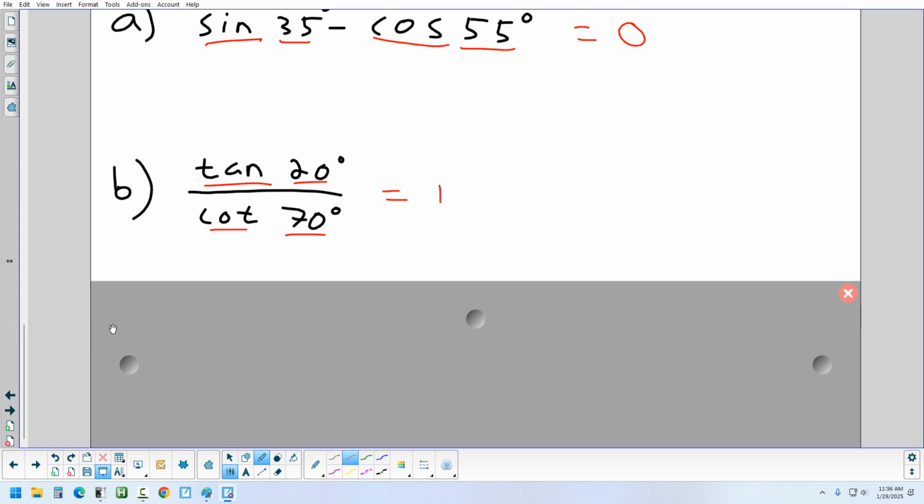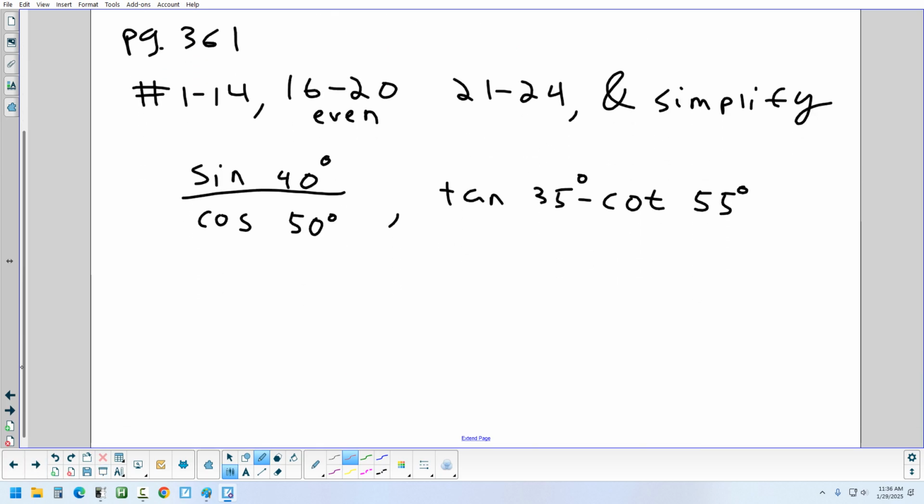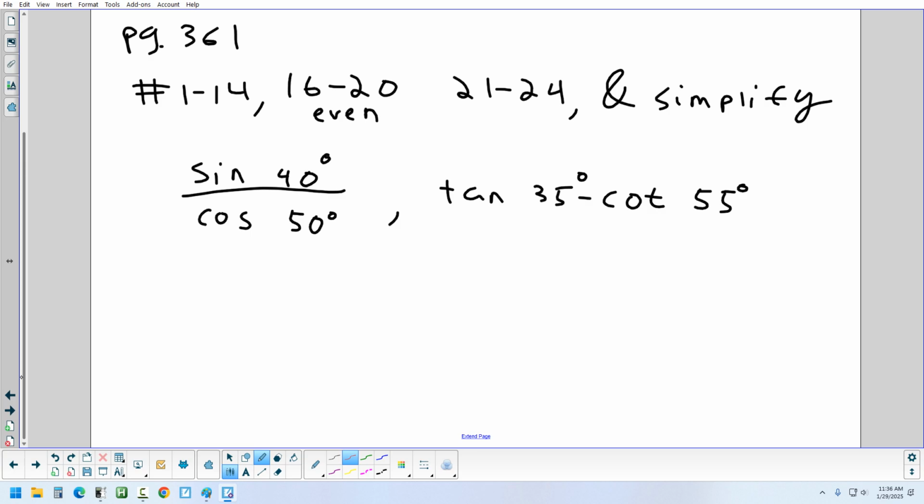Any questions on that? Okay. So that is the homework for tonight. It's on page 361. And then I added 2 questions at the bottom involving the complementary angle theorem.